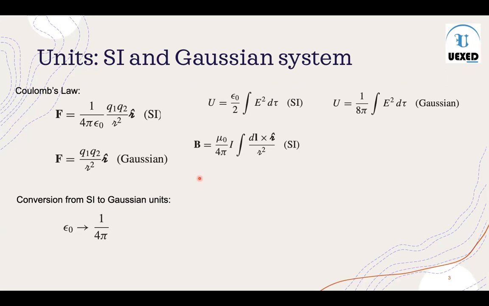I by 16 pi square integration dl into r cap divided by r square. Okay, that's good. So what formula do you use to eliminate this mu naught?